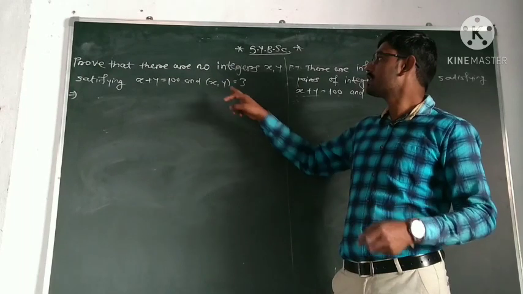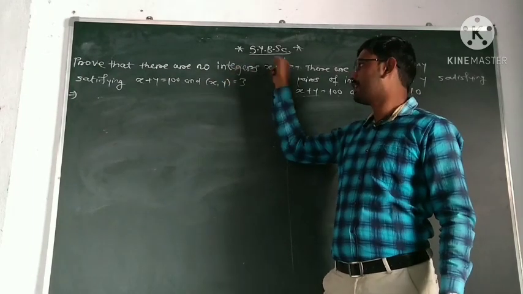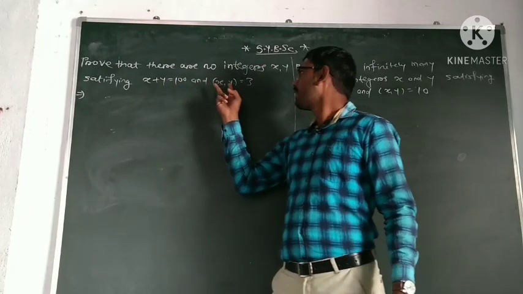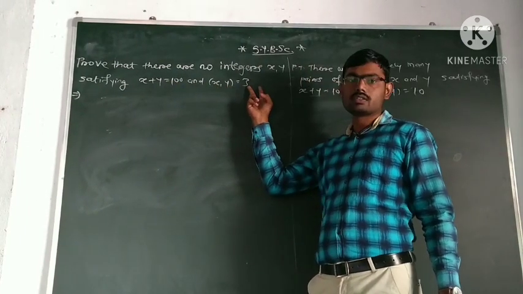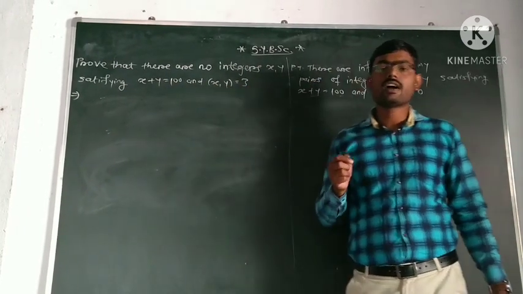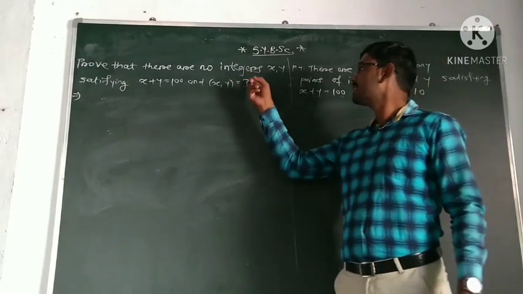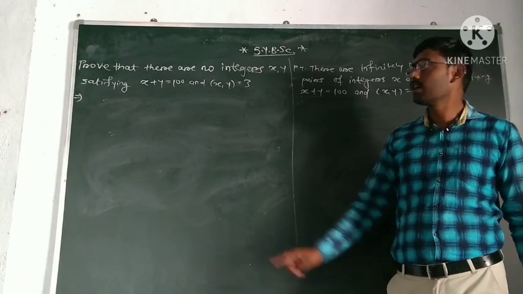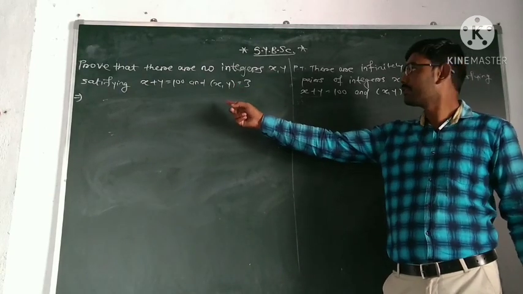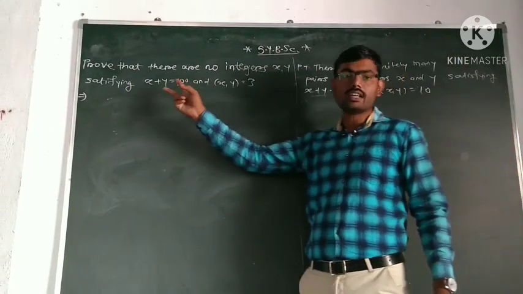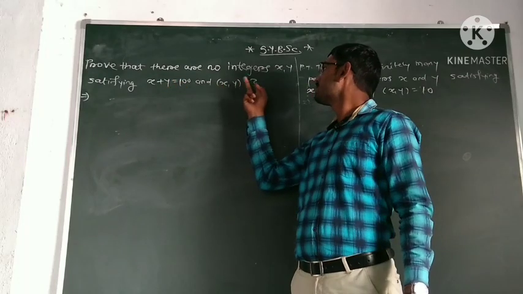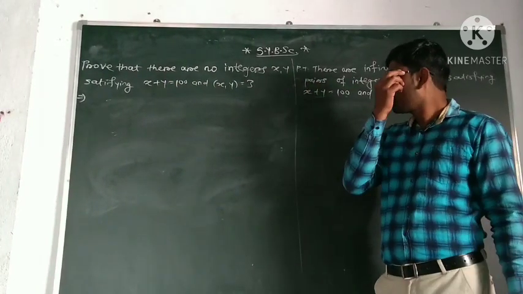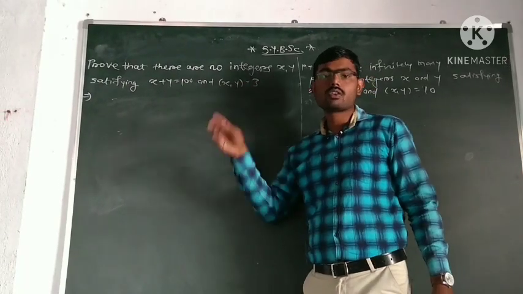Okay. So using the concept of GCD, we will prove these two things. The first thing we have to prove is that there are no integers x and y satisfying x plus y is equal to 100 and GCD of x and y is equal to 3. If I ask you to find two integers whose GCD is 3 and sum is 100, you will never get it, because we have a proof for it. We cannot find two integers x and y whose GCD is 3 and sum is 100. We will prove this using the method of contradiction.